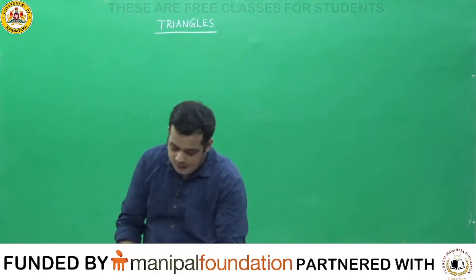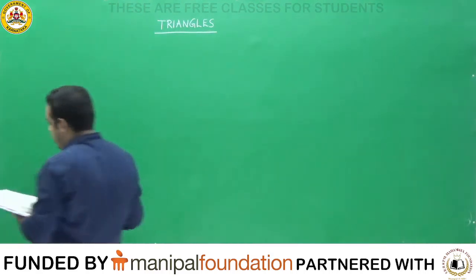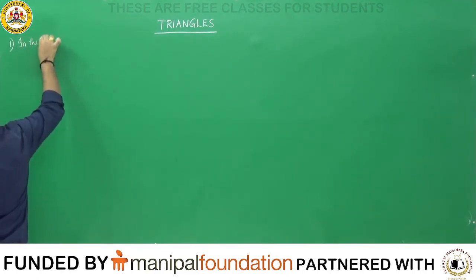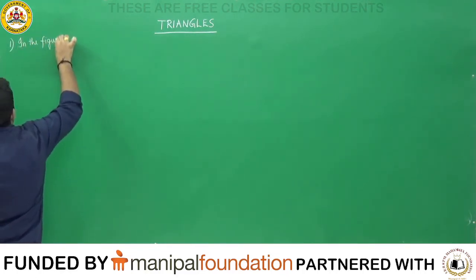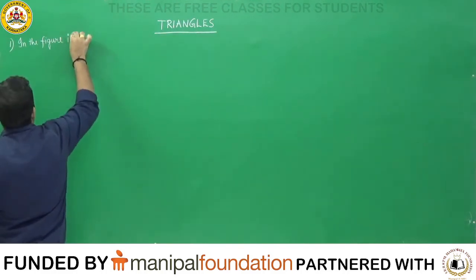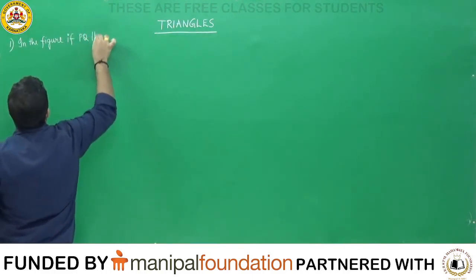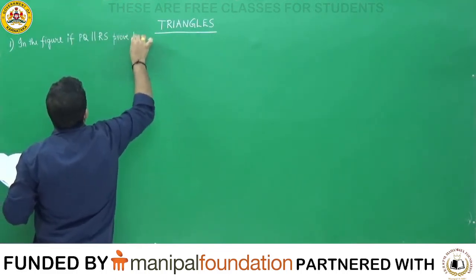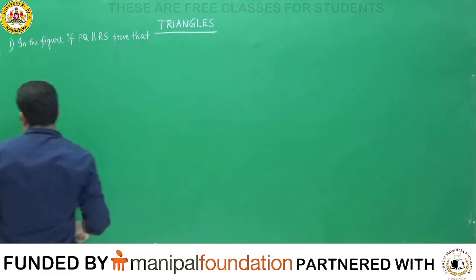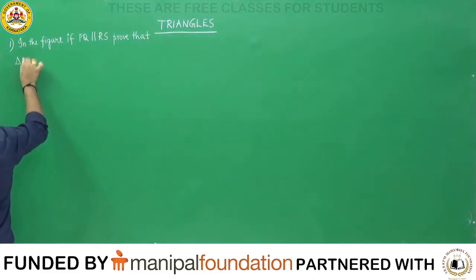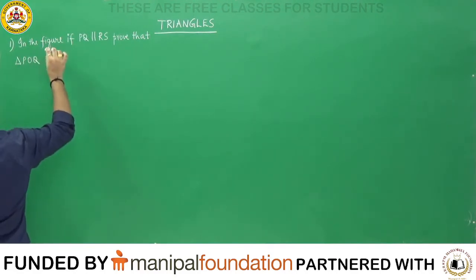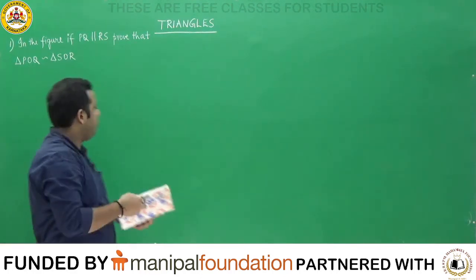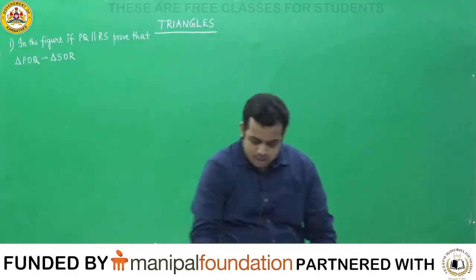Write down. In the figure, first question of today's class. In the figure, if PQ is parallel to RS, prove that triangle POQ is similar to triangle SOR. You have to prove that triangle POQ is similar to triangle SOR.